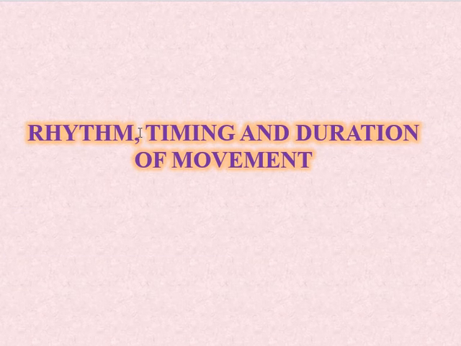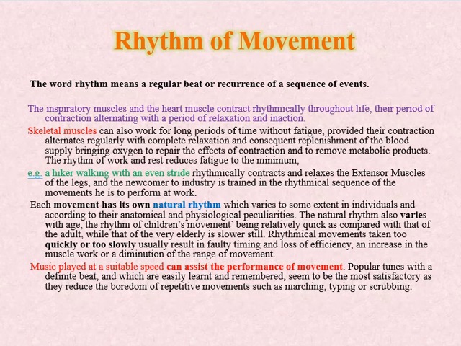Now look at rhythm, timing, and duration of the movement. What is rhythm of movement? The word rhythm means a regular beat or recurrence of a sequence of events. The inspiratory muscles and the heart muscles contract rhythmically throughout life, as you know, because it is impossible for life to be sustained without these muscles. So there are periods of contraction alternating with periods of relaxation and inaction.